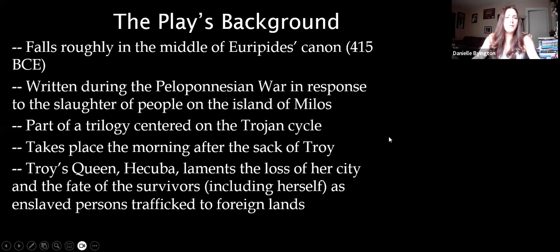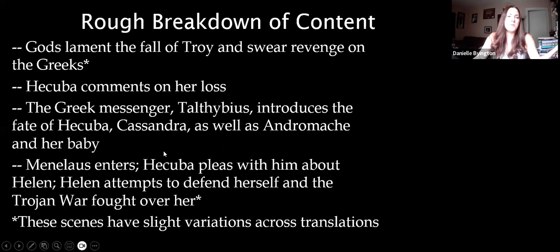So you have Hecuba lamenting the fate of herself and the others who are in this play. I'm going to the next slide so you can see who I'm talking about. You essentially have the same four women who were in the final book of the Iliad, who were mourning the corpse of Hector. So you have Hecuba, that was Hector's mother. You have Cassandra, who would have been a sister of Hector. Then you have Andromache, who is or was the wife of Hector. And you also have Helen of Troy.